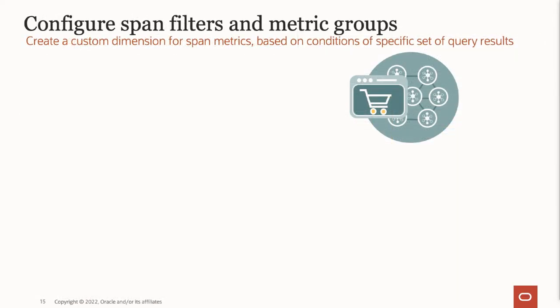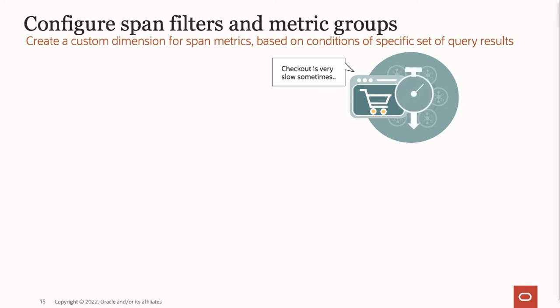Other features you can configure in the APM domain page are the spam filters and the metric groups. These features work together and allow you to create a custom dimension for metrics based on a specific set of query patterns. Say you manage a microservice application, which is a shopping cart website, and somebody told you that the checkout service is taking a very long time. And the tricky thing is, it only happens occasionally, not always.